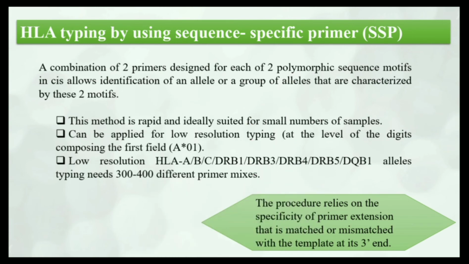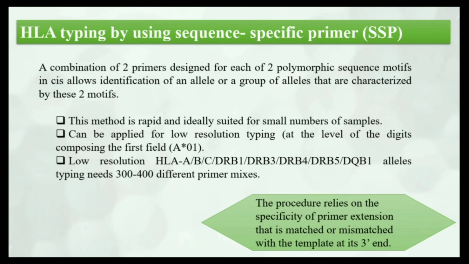So about sequence specific primers, PCR-SSP. This procedure relies on the specificity of the primer extension that is matched or mismatched with the template at its 3' end, and the combination of 3 primers designed for each of the 2 polymorphic sequence motifs. This allows the identification of an allele or a group of alleles that are characterized by these 2 motifs. So the presence or absence of the 2 motifs in cis is usually detected by gel electrophoresis, but other detection methods have been developed.